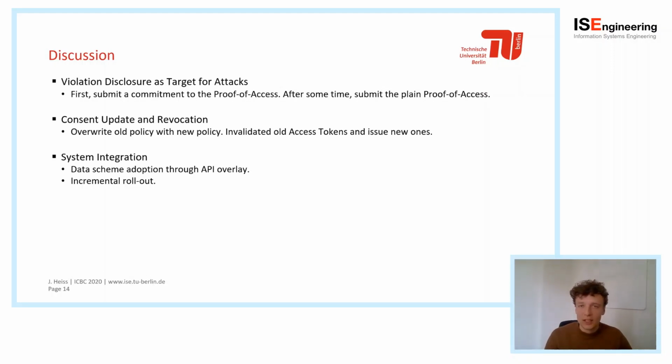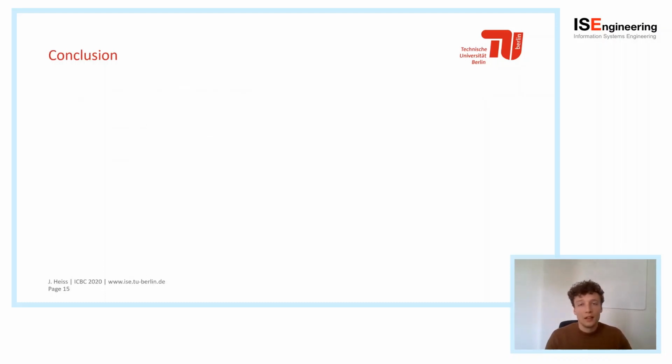We propose here an incremental rollout. So for every newly registered consent policy, this policy is also registered as a commitment contract. And for all old consent policies, every update to these policies would trigger registration as a commitment contract. Now let me conclude by summarizing our contributions again.